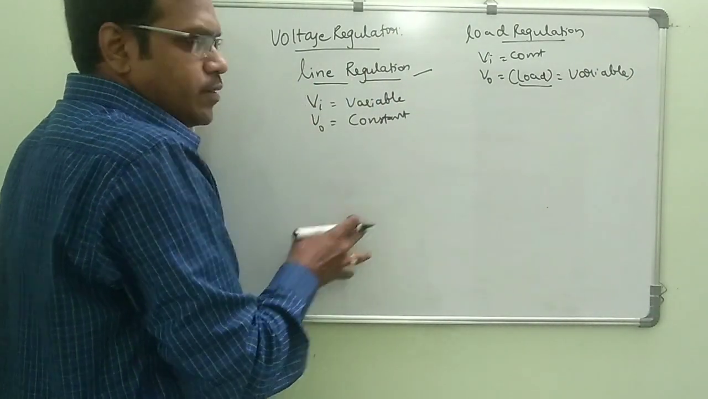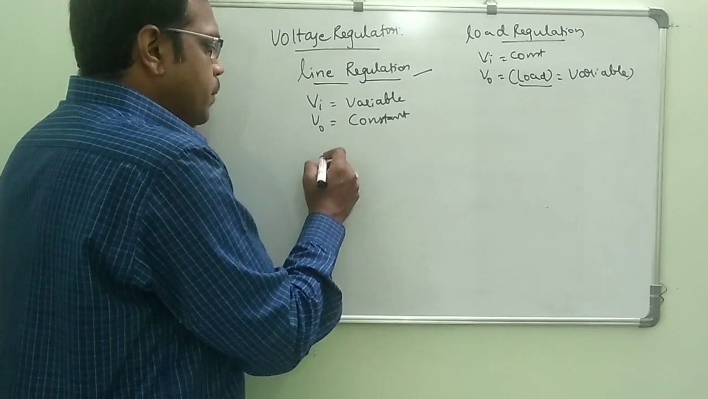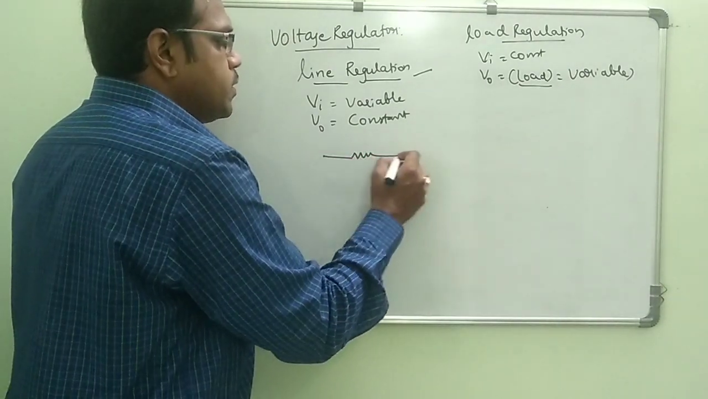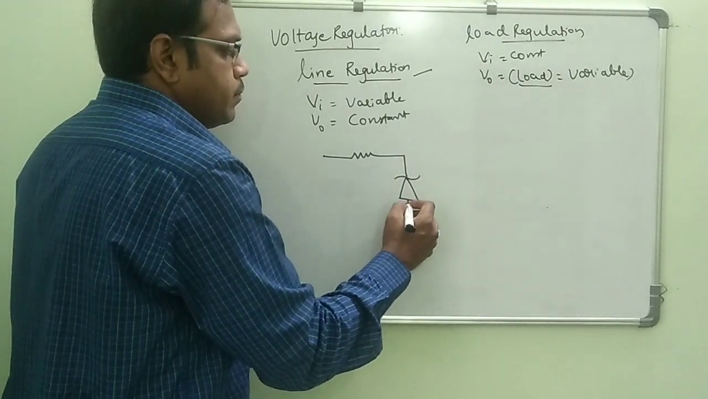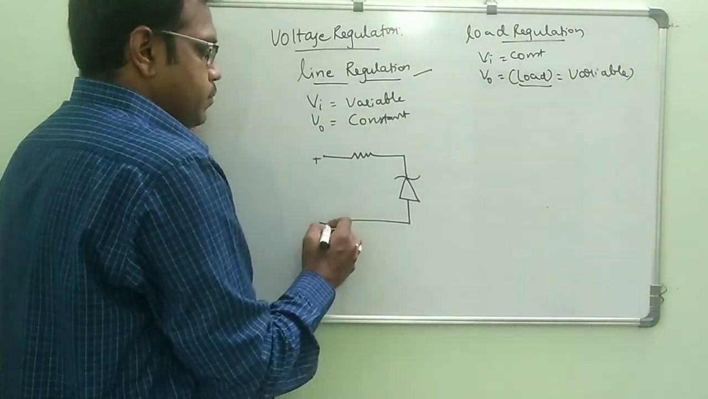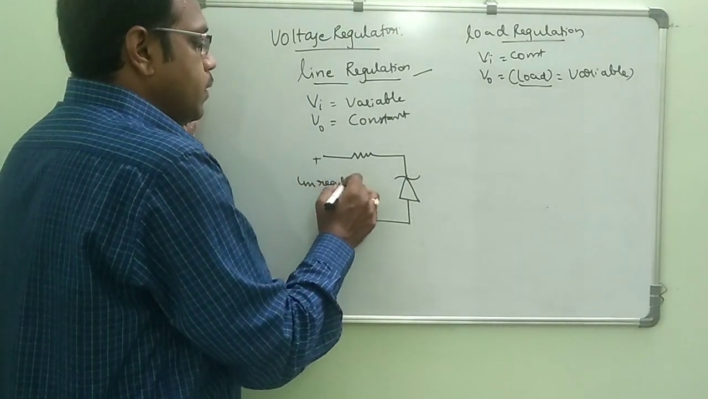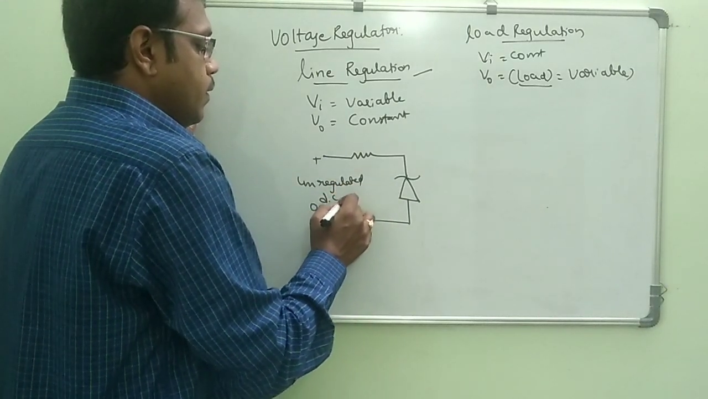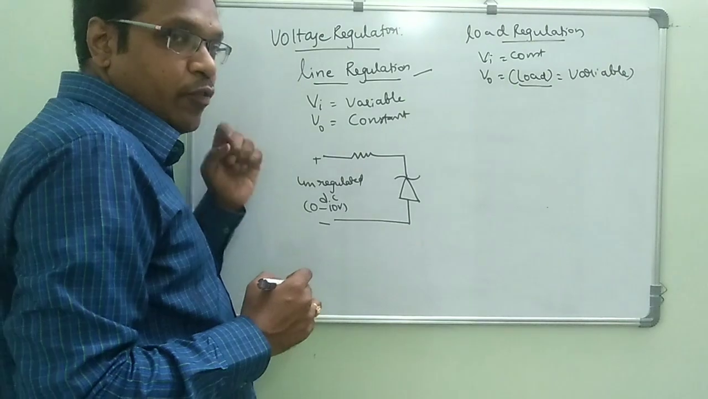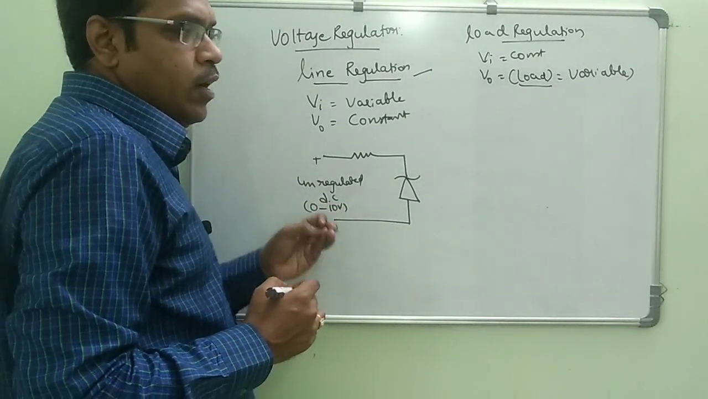That is the only one important for us, because we need to maintain a constant output. I am now taking one resistance and one Zener diode like this. And this is the unregulated DC voltage coming from the rectifier.